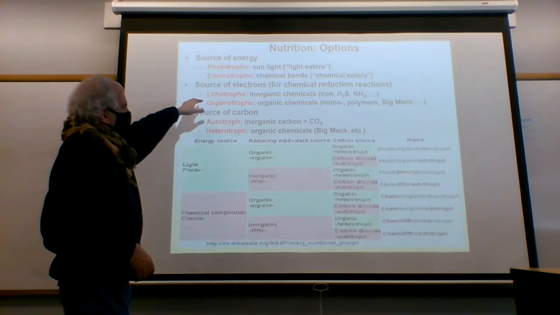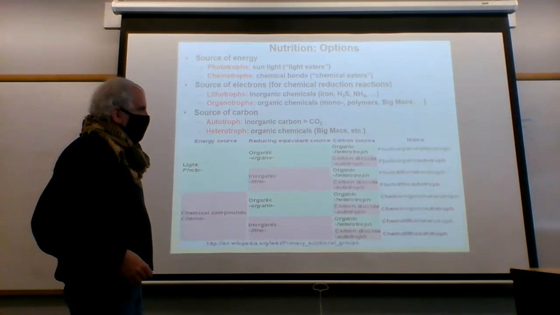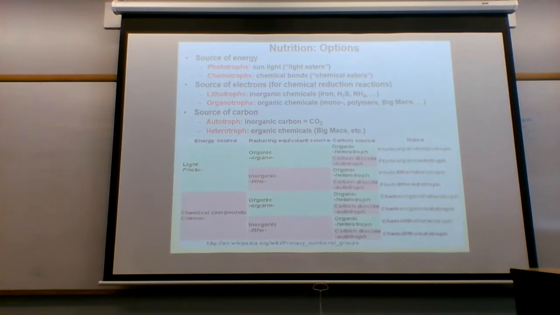So lithotrophs are using non-carbon-based molecules to extract their electrons. So you're taking iron and pulling electrons out of it. You're taking hydrogen sulfide and pulling electrons from it. Ammonia, a variety of things. Now, organotrophs are using organic molecules as our source of electrons. And so what we got here is a convenient one-stop shop, is that when you shove that donut in your mouth, you're getting your source of energy, your source of electrons, and your source of carbon all in one go.